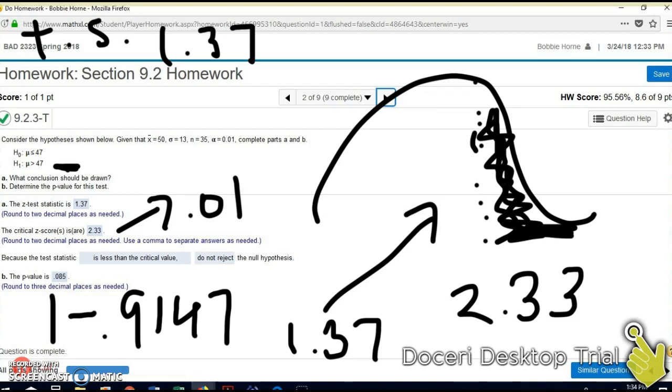So you have to look up 1.37. I'm not sure if I said that right. And that's going to give you the area to the left of it. We want to know the area to the right of it.